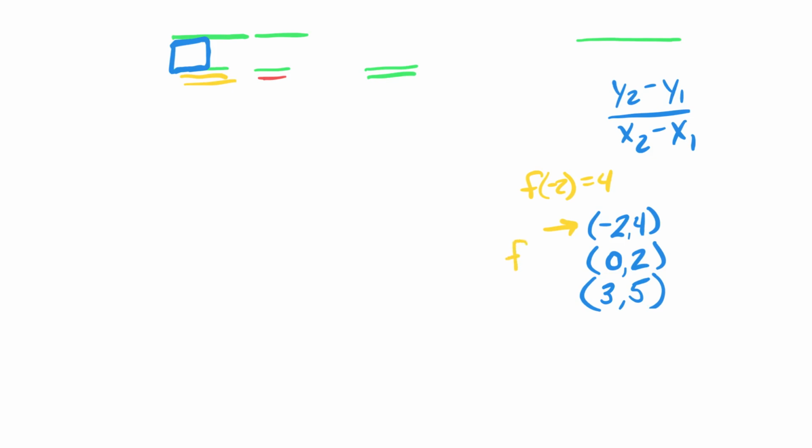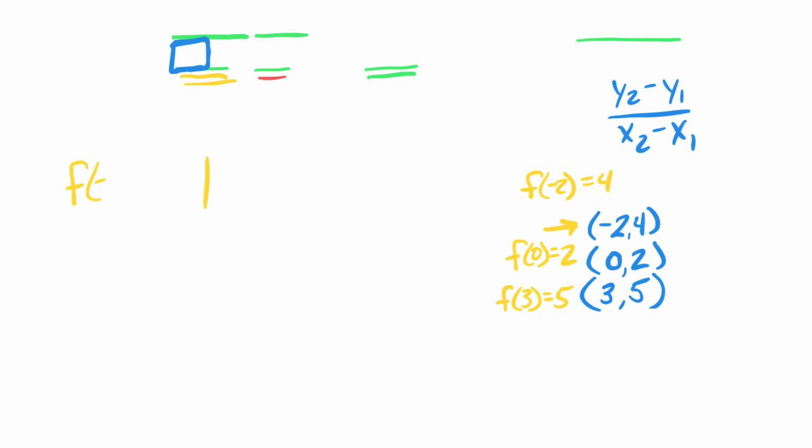On the f of 0, the output was 2, and f of 3, the output was 5. So the examples you saw yesterday, that is what the f of means. What you're essentially doing is you're taking your equation.